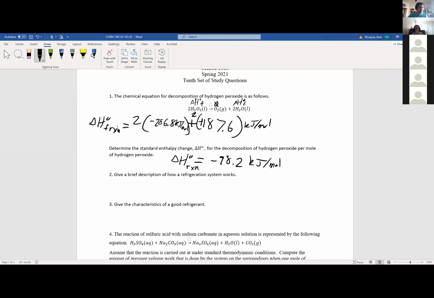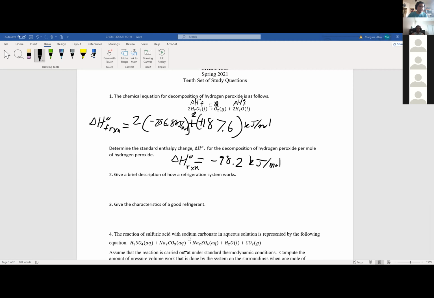Let's see, then plus 2 times 187.6. Oh, remember to keep this negative. My calculator. Yeah, so do double check your calculators and stuff. Negative 196. Let's see. It should come out to negative 98.2.